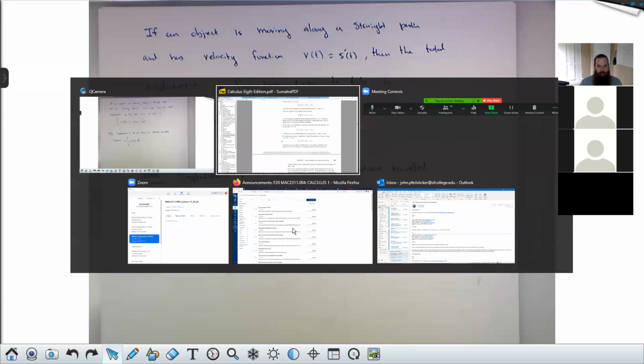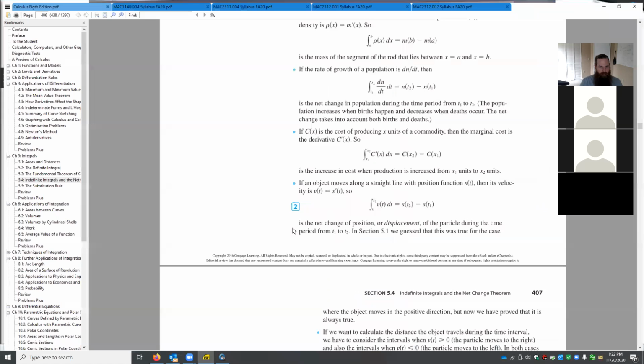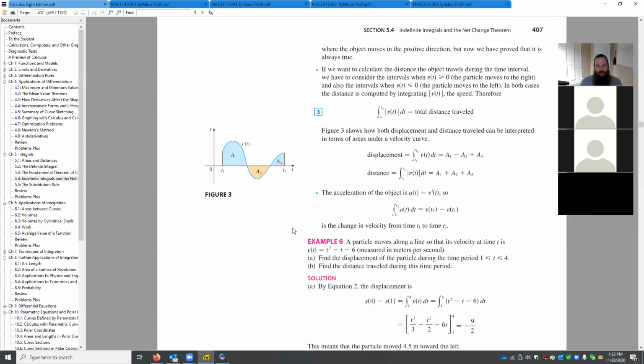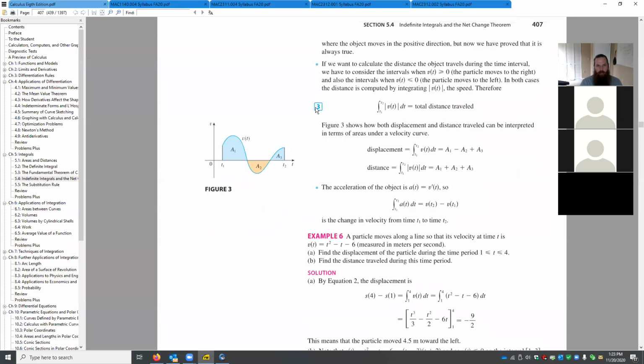So the textbook has an example of this. We can take a look at that. Right, so here they have a little discussion on exactly what I just said. If your velocity is sometimes positive, sometimes negative, then this area is going to be measured negatively by the integral. So the displacement is just the straight up integral, but the distance is the integral of the absolute value, which is going to make all these areas positive.